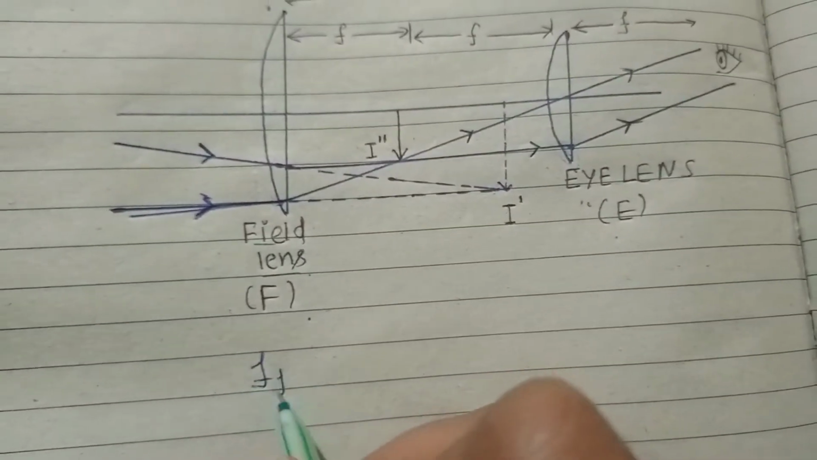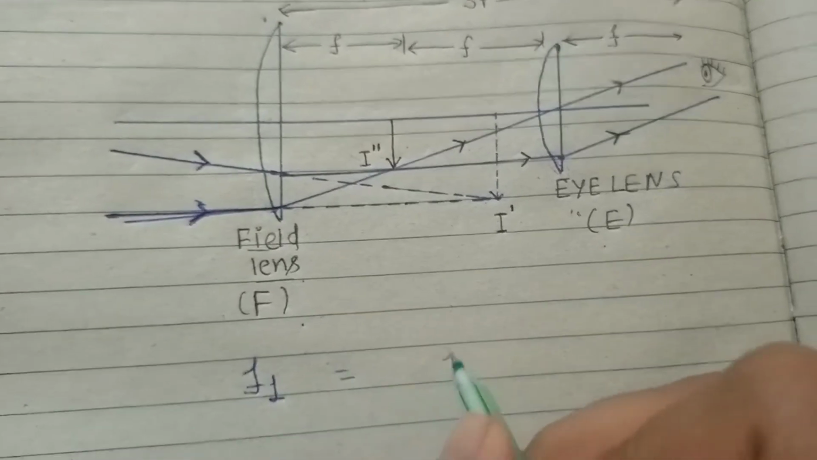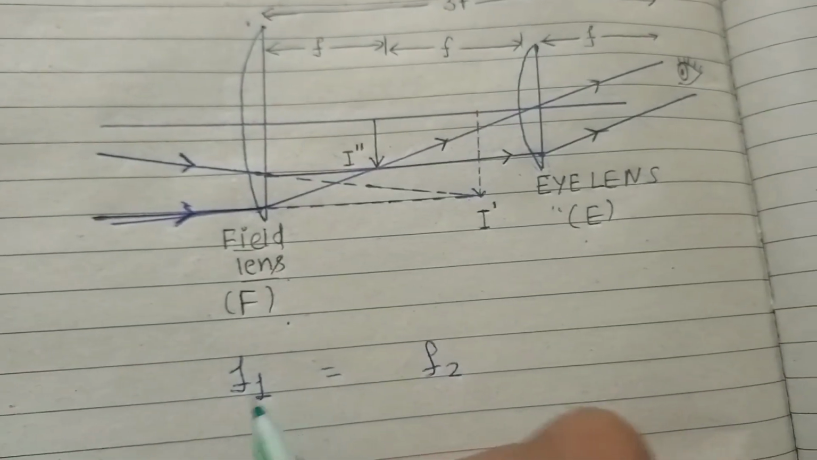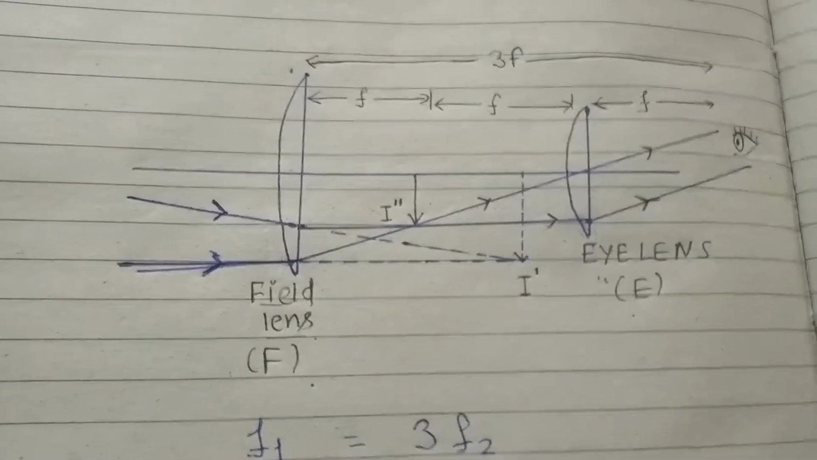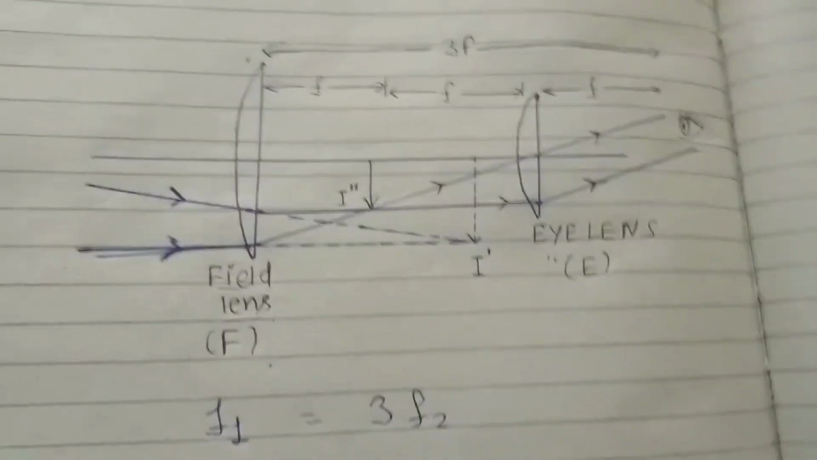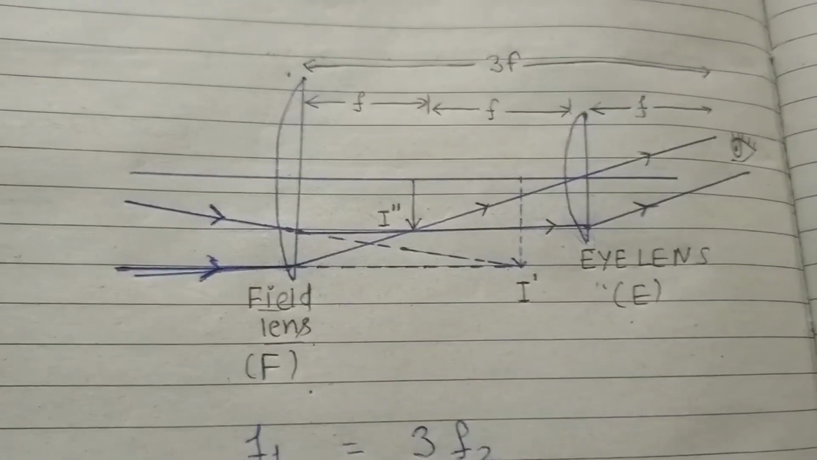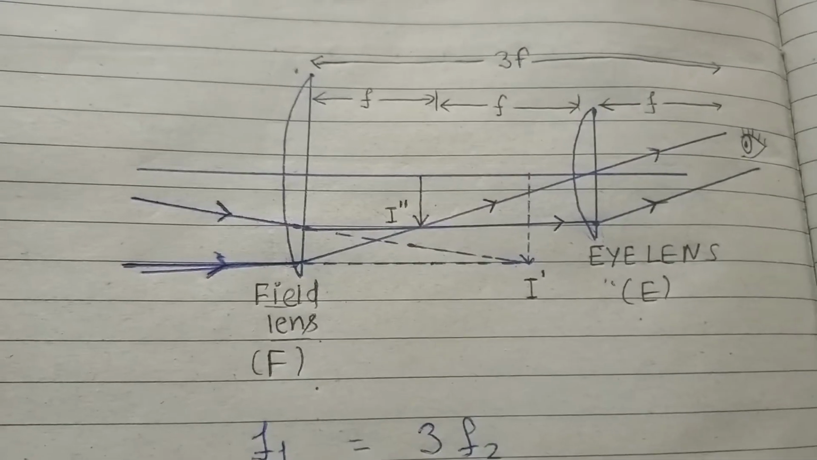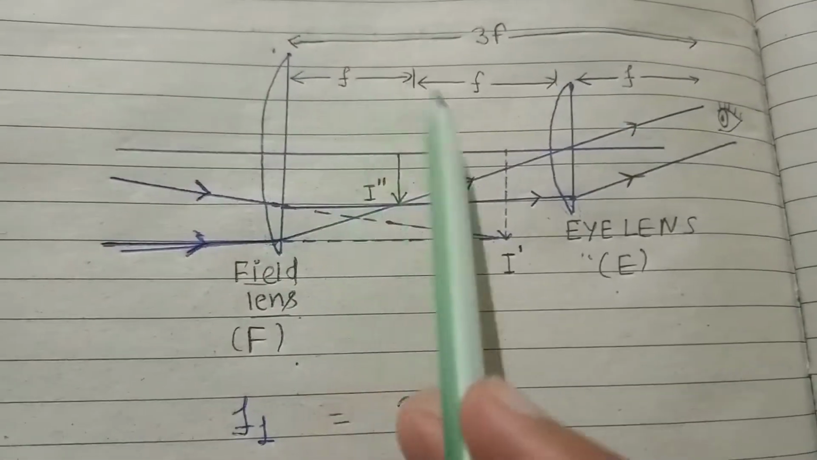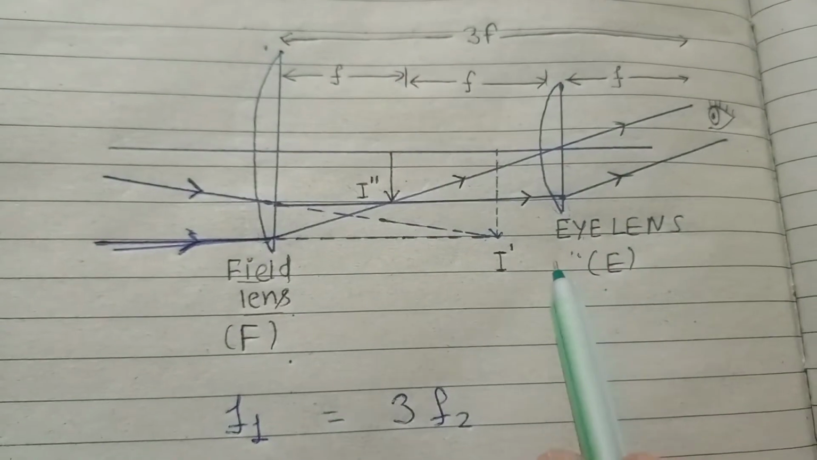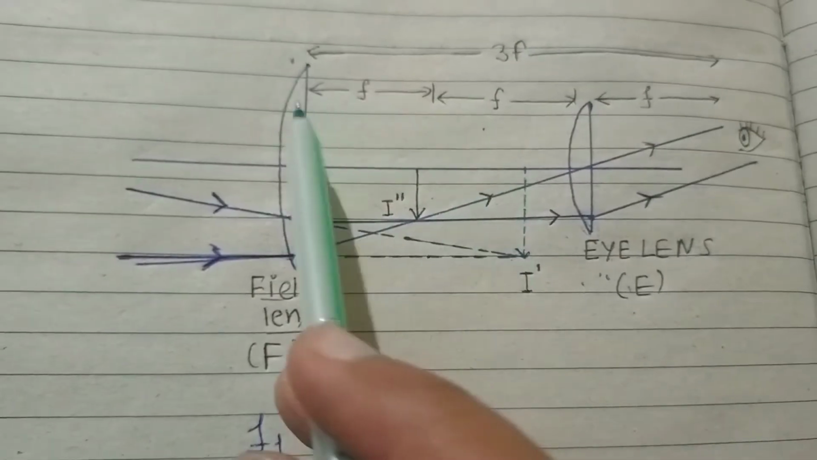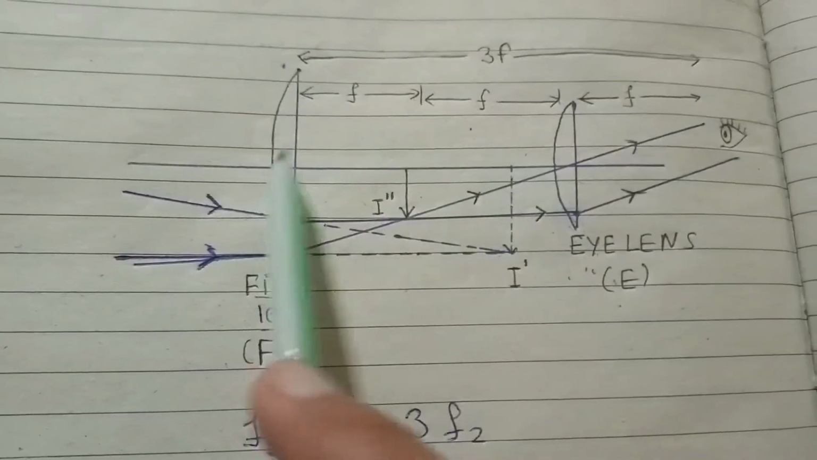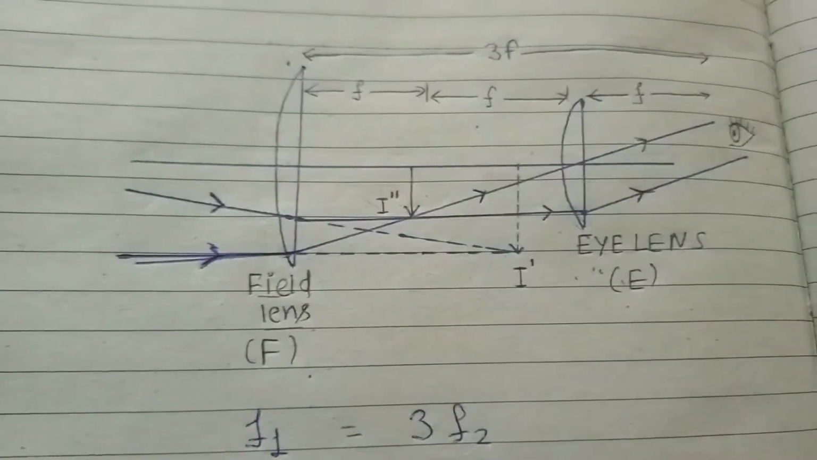Now if you consider that f1 is the focal length of the field lens and f2 is the focal length of the eye lens, then f1 is equal to 3f2. The arrangement of this combination is made so that the separation between these two lenses is equal to twice the focal length of the eye lens. It means that if the focal length of the eye lens is f, then the separation between these two lenses is 2f, f plus f, 2f.